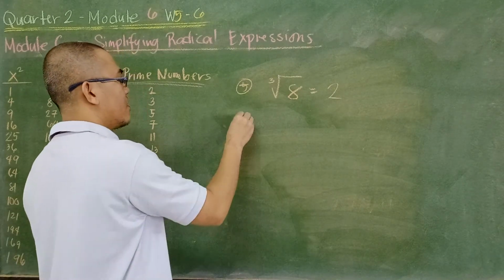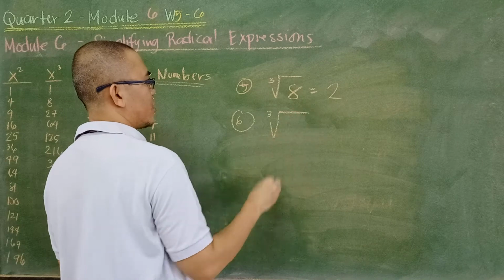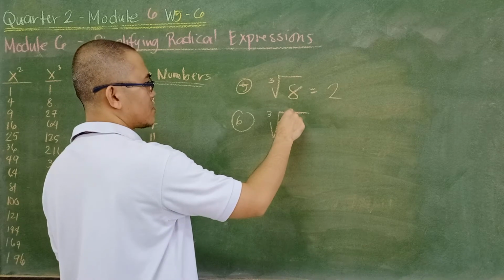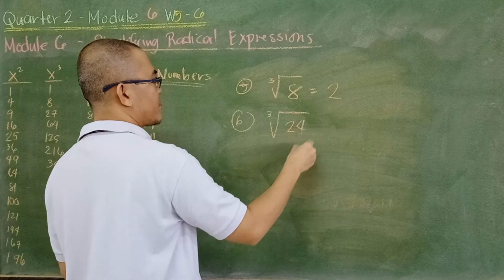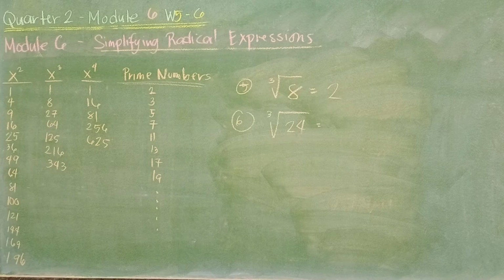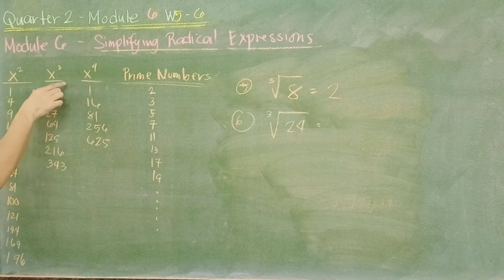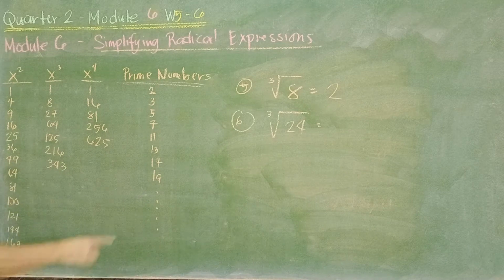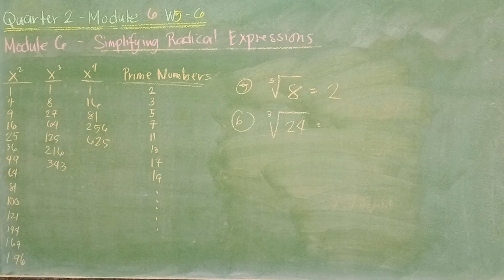For number 6, let's say cube root of 24. So yung 24, wala naman dito sa perfect cube. Tama? So hindi mo siya masisimplify agad. So ano gagawin mo para masimplify mo yung cube root ng 24? Same with pagkuha ng square root, kukuha ka ng factors dito sa mga perfect cube at saka prime numbers. Pag minultiply mo, makukuha mo yung 24.